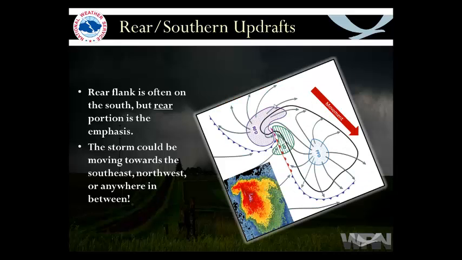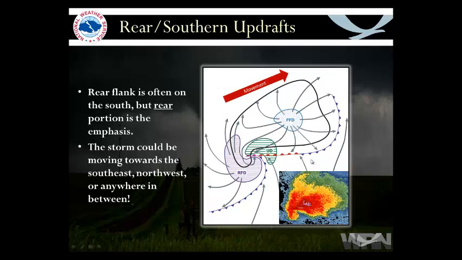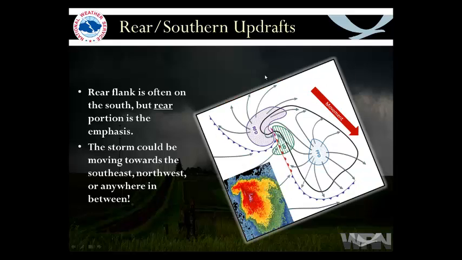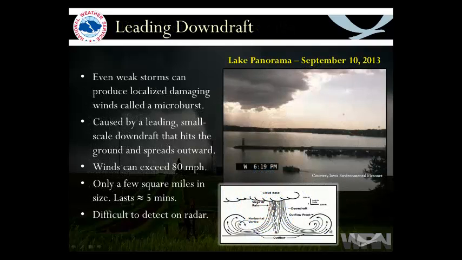However, the storm could move from the northwest to the southeast, and again these features are the same, with the rotating updraft in the rear part of the storm and the downdraft in the forward flank. So don't get tied down to whether the storm's moving from southwest to northeast or northwest to southeast. It's the rear and the forward flanks that spotters need to identify.